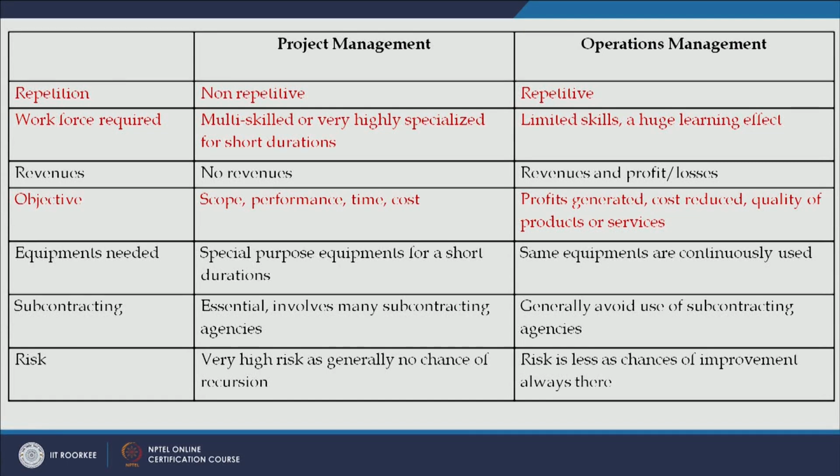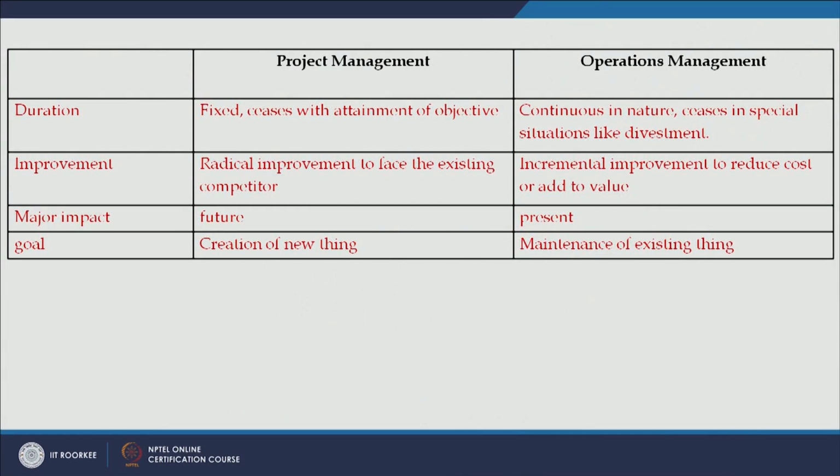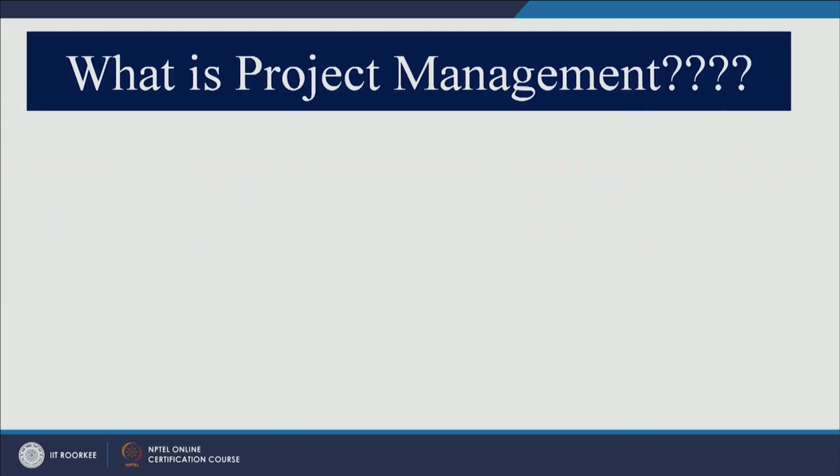If you look at risk criterion, then in project management it is very high risk, there is generally no chance of recursion, while in case of processes they are generally less risky. And as far as subcontracting is concerned, in a project you will have very large amount of contracting. These are some other criteria on which you can distinguish between project and operations.